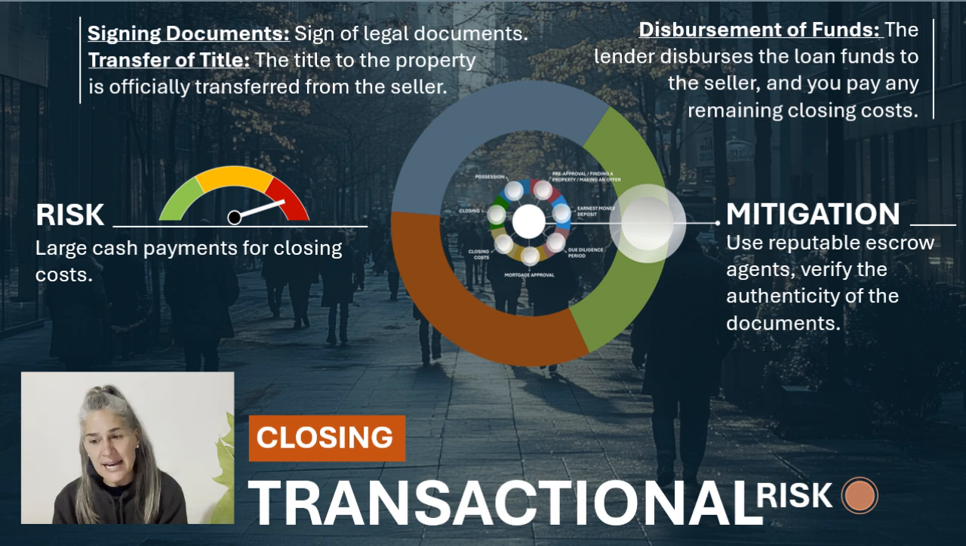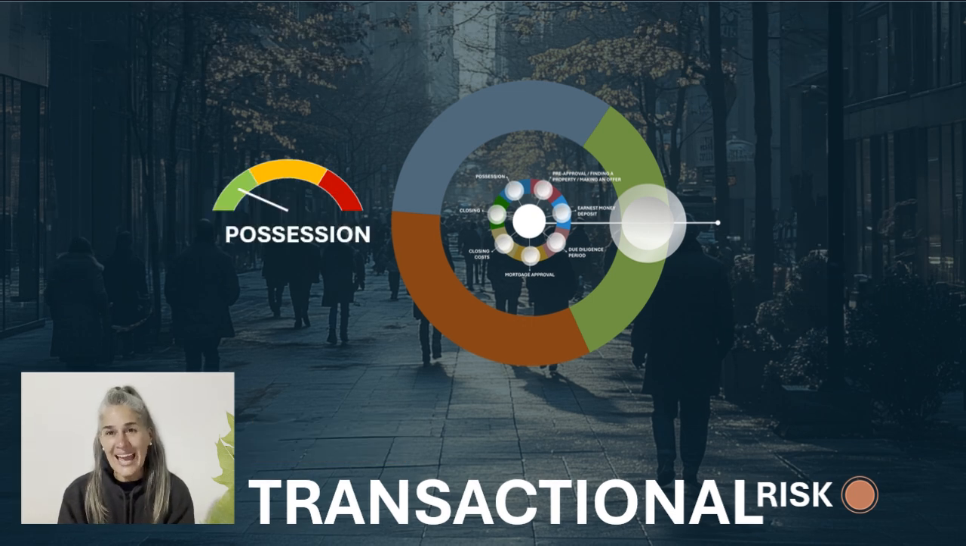How do we mitigate this high risk? By using reputable escrow agents, and verifying the authenticity of the documents as well. At this point, we go to the possession, where the risk immediately decreases because the due diligence and any other verification of documents and processes has been completed, and at this point, we close the transaction.